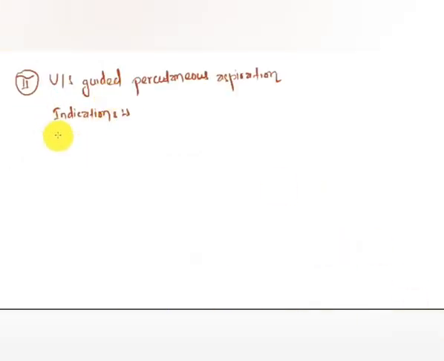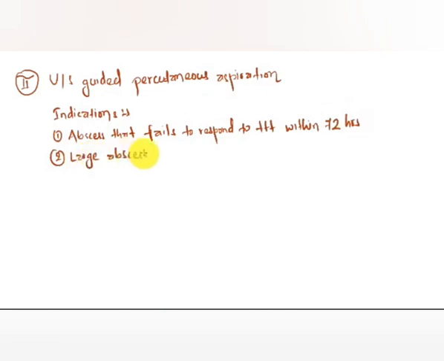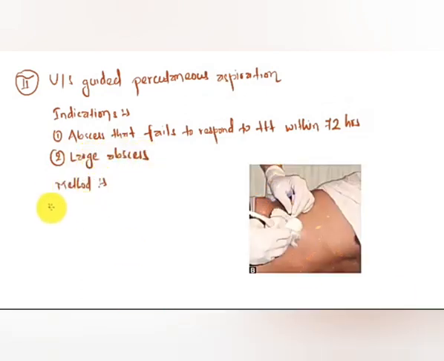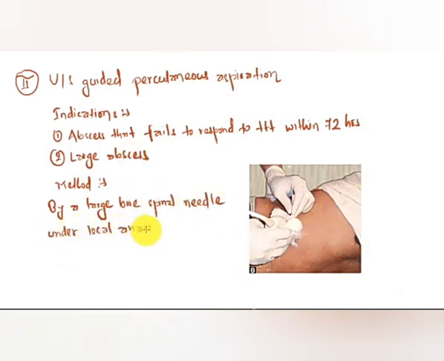Ultrasound guided aspiration. We have 4 indications for aspiration in case of abscesses. We have A, B, C, and localized intraperitoneal abscess. For A we have amoebic abscess, B brain abscess, and C cord abscess. The indication here for aspiration is for abscesses that fail to respond to treatment within 72 hours, and for large abscesses. The method is by a large bore spinal needle under local anesthesia.